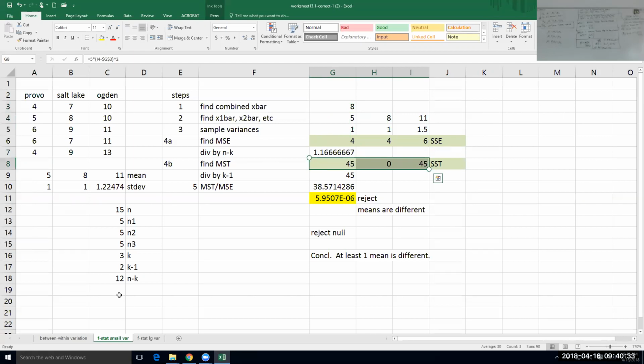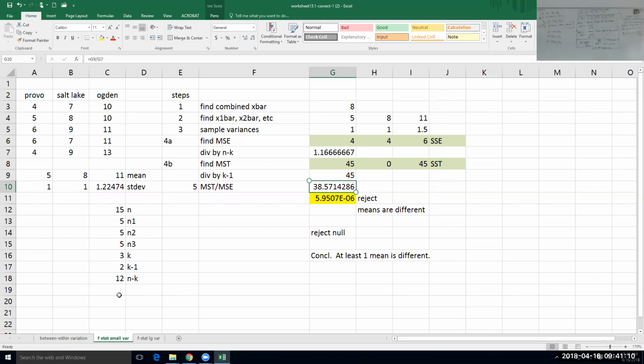Okay, now in order to find my MST, I'm taking the SST, which is 90. I'm going to divide that by k minus 1. What's k again? 3 minus 1 is 2. So 90 divided by 2 is 45. Okay, so I found my MST, I found my MSE. My F statistic is the MST divided by the MSE. So 45 divided by 1.166666 is 38.57. Okay?